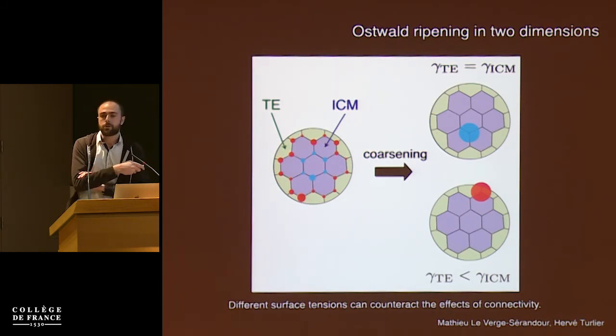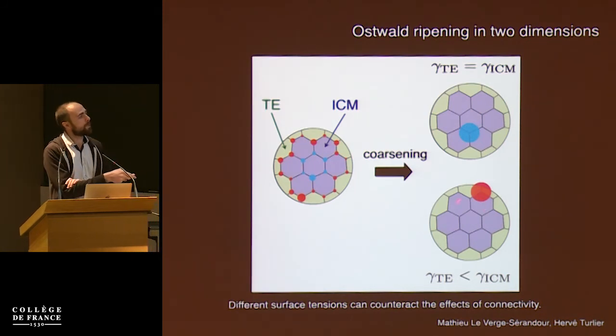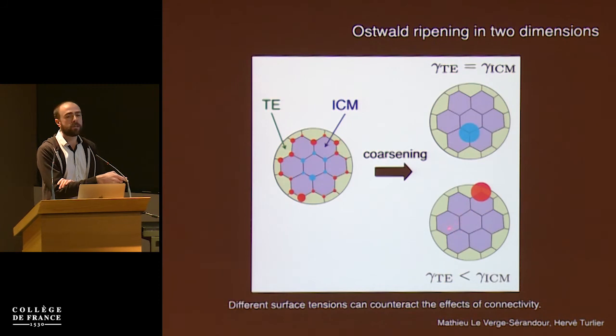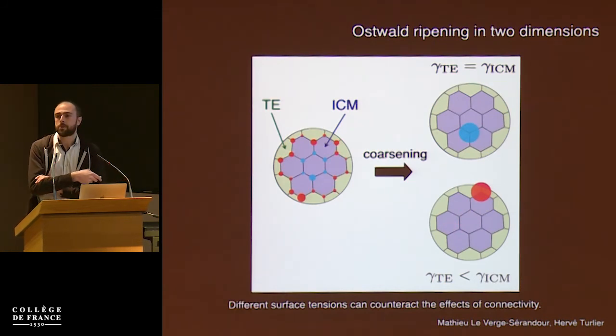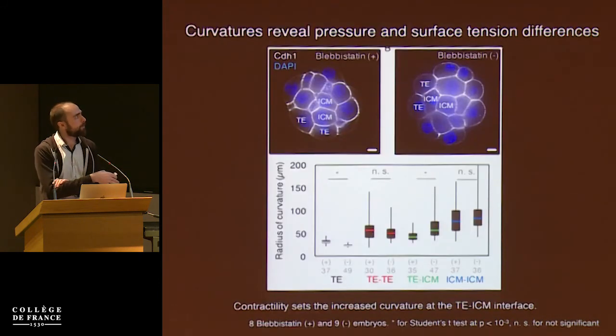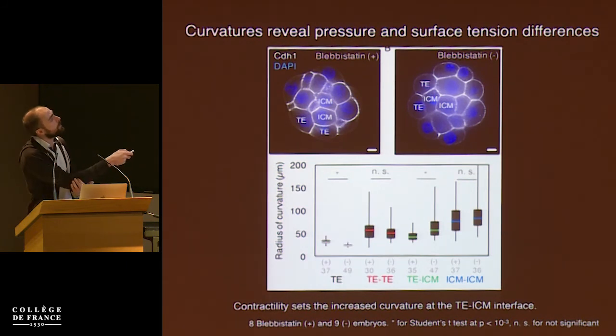This difference in surface tension we know already exists. We have measured that previously. The reason the inner cell mass cells go inside is because they have a higher surface tension, because of this higher contractility. Nevertheless, we checked that we could see some signs of differences in surface tension just before the formation of the blastocoel.